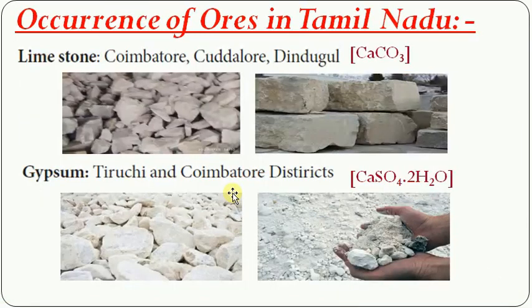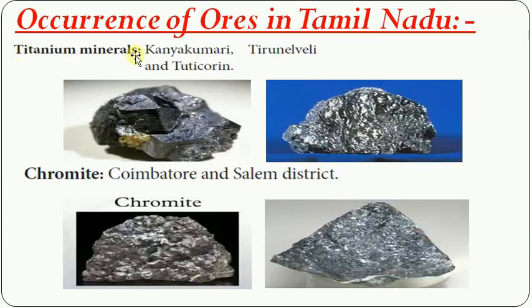Now let us see the occurrence of ores in Tamil Nadu. Limestone, from which we can get lime, is used for whitewashing. Limestone is available mostly in Coimbatore, Gudalur and Dindigul. Gypsum, one of the main products in cement manufacturing, is available in Trichy and Coimbatore districts. You could see the white colored substance. The formula of limestone is CaCO3. Gypsum is calcium sulfate bihydrate, CaSO4.2H2O.